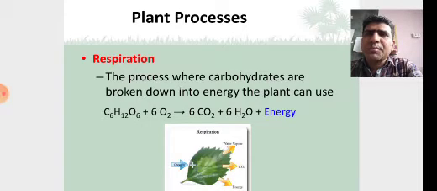When carbohydrates or glucose are synthesized in photosynthesis, in the respiration process they are broken down and turned into energy. We can say these are non-light dependent reactions: C6H12O6 plus 6O2 gives 6CO2 and 6H2O, with the formation of energy.